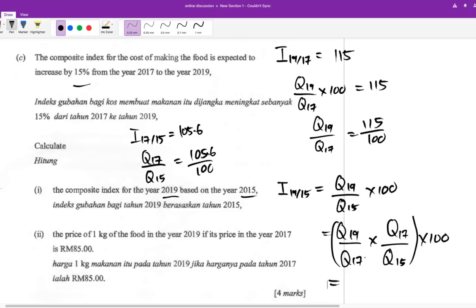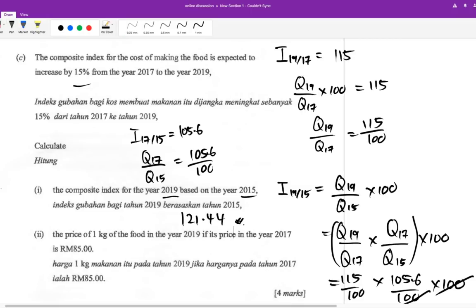Then I just substitute: 115 over 100, and 105.6 over 100, and then multiply by 100. The 100 and 100 I simplify, then I get the composite index by using the calculator. So I get 115 over 100 multiplied by 105.6. So I will get the composite index is 121.44. Alright, this is how we get this one.